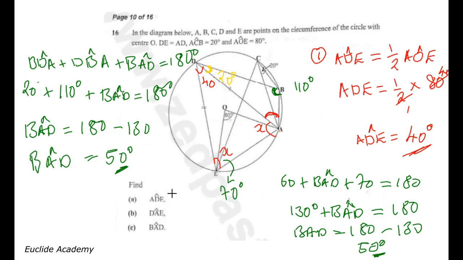So just to summarize, here we use the theorem that the angle subtended at the center is equal to twice the angle subtended at the circumference. And then for this one, we use the theorem that angles subtended by the same chord are equal. And for the last one, we use the theorem which says that the opposite angles of a cyclic quadrilateral add up to 180 degrees.